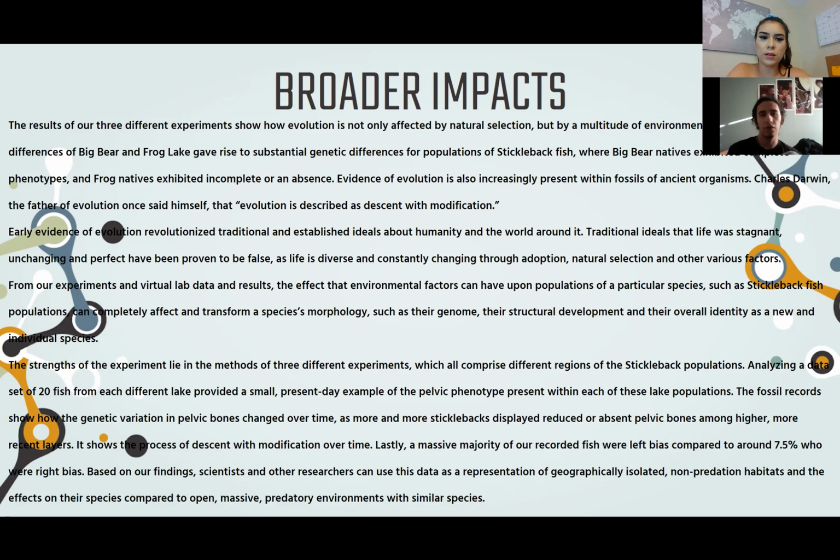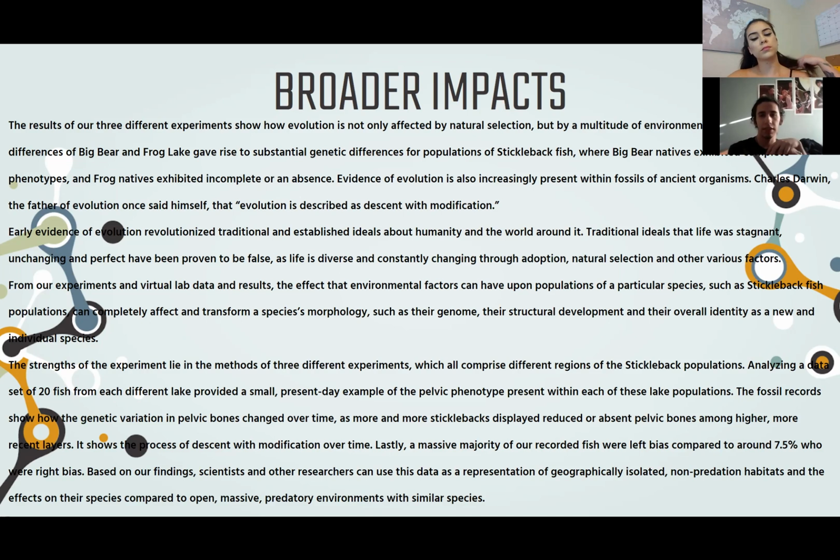Charles Darwin, father of evolution and founder of the theory of evolution, said that evolution is described as descent with modification. Early evidence of evolution revolutionized our traditional beliefs that species and humanity were on higher levels of speciation, that life didn't change, that everything was perfect, and life itself was in nirvana. No, that's not true. Life is always constantly changing through adaptation, natural selection, and various other factors.